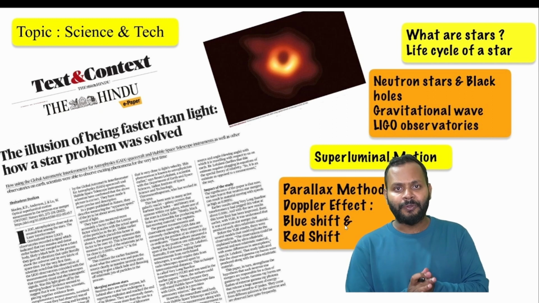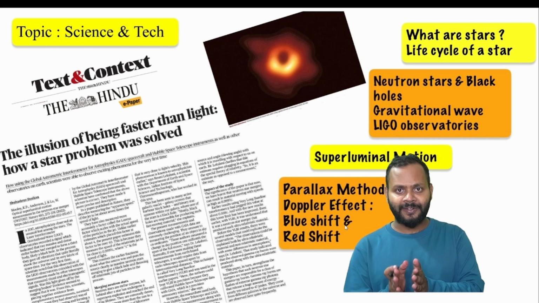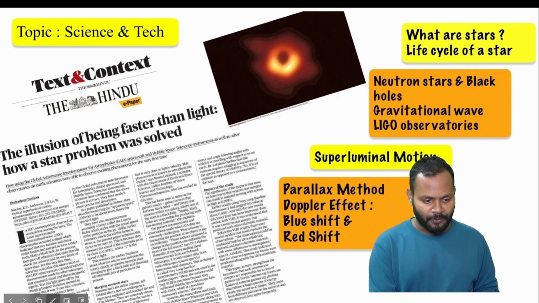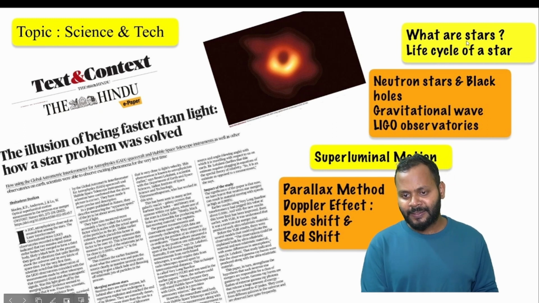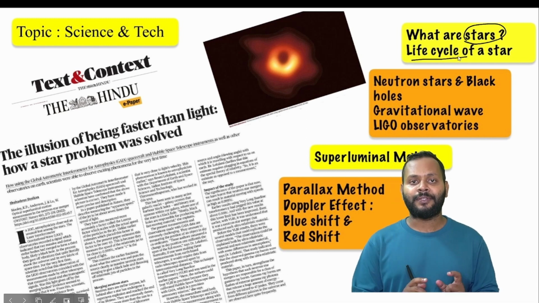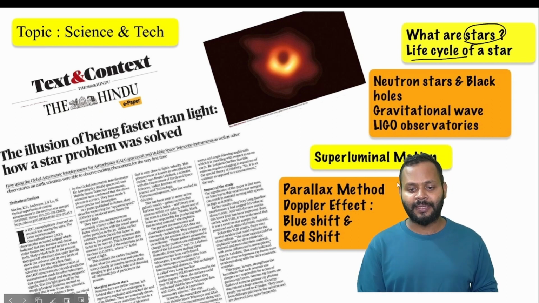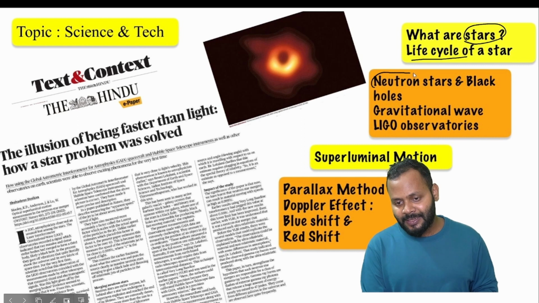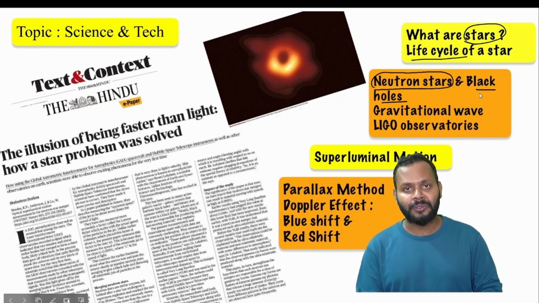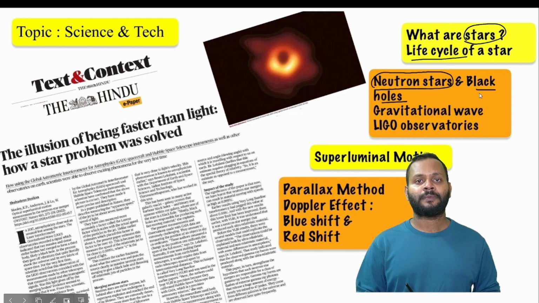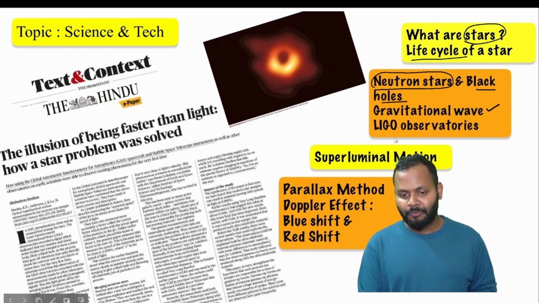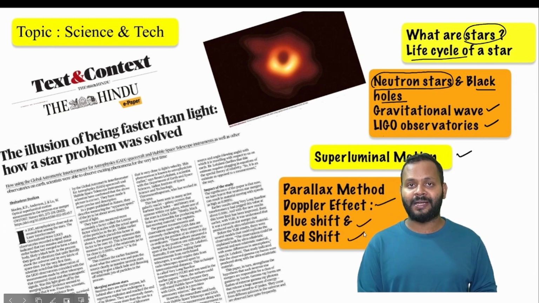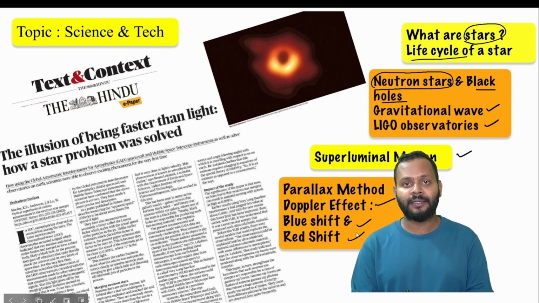You all know that before starting any lecture, I just give the blueprint of the video. Let's have a look on the blueprint of the video. In this class, we'll understand about the star, and we'll also discuss about the life cycle of the star. And within the life cycle, we'll discuss the various phases of the life cycle, how the star is ultimately resulted to neutron star, black holes, and what is the relation between black holes and neutron star, what is black dwarf, white dwarf, and what is Chandrasekhar limit, gravitational wave, LIGO observatory, superluminal motion, parallax method, Doppler's effect, blue shift, red shift, etc. We'll discuss everything in detail.